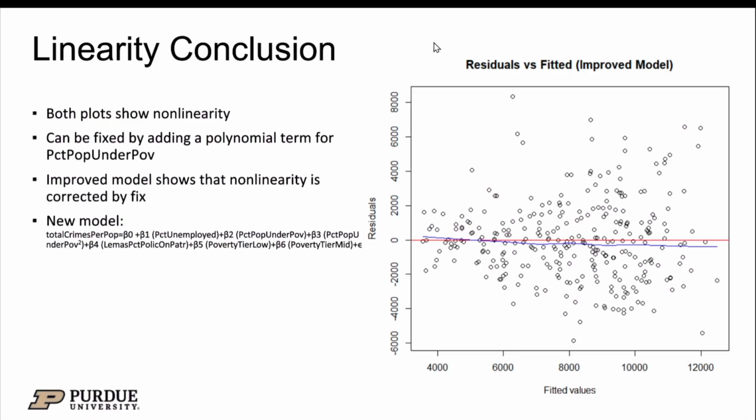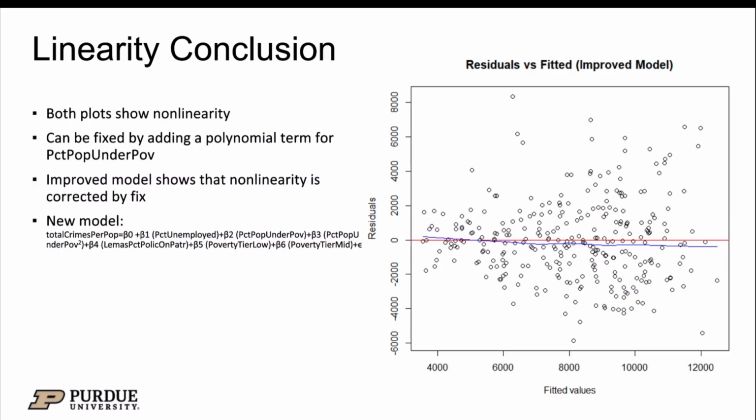To conclude, both plots show nonlinearity, and these can be fixed by adding a polynomial term for percent population under poverty. The improved model shows that nonlinearity is corrected by the fix, as indicated by the residuals versus fitted model, where the blue line is roughly flat and close to zero.